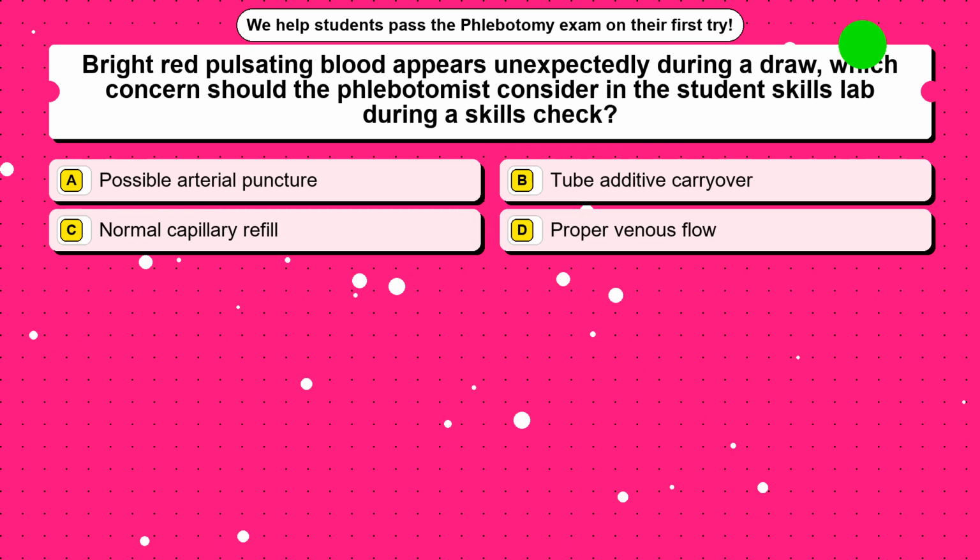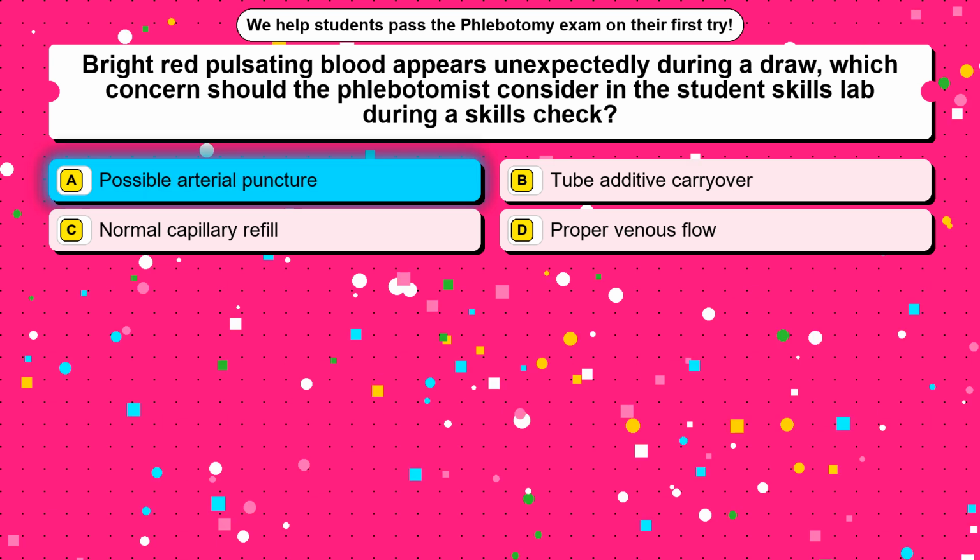Question 13. Bright red pulsating blood appears unexpectedly during a draw. Which concern should the phlebotomist consider in the student skills lab during a skills check? Option A. Possible arterial puncture. Option B. Tube additive carryover. Option C. Normal capillary refill. Option D. Proper venous flow. The correct answer is option A.